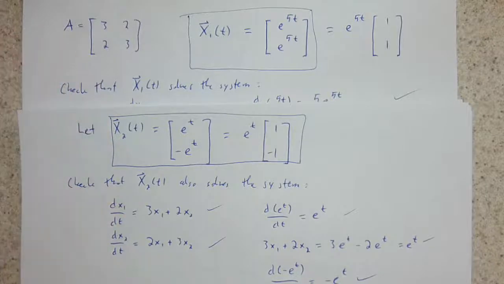They're clearly different. The question is, how many times can I do this? Can I keep going? Could I find a big X sub 3 that also solved the system that was different than these two?